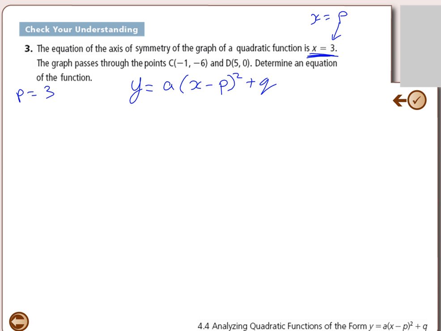But we have some information. We have this point. That's x comma y. Let's plug it in. Negative 6 equals A bracket negative 1 minus P. Oops.